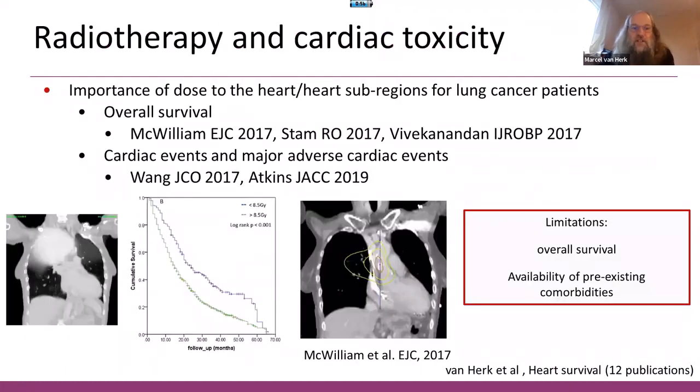Now, a completely different aspect is toxicity. And the whole data mining approach that we used can be used for that as well. Again, we looked at dose distributions of different patients, mapped them all onto a template patient, and determined in which location the dose distribution was most related to survival. And that turned out to be in the apex of the heart, in the top of the heart, the base of the heart, in the top of the heart.